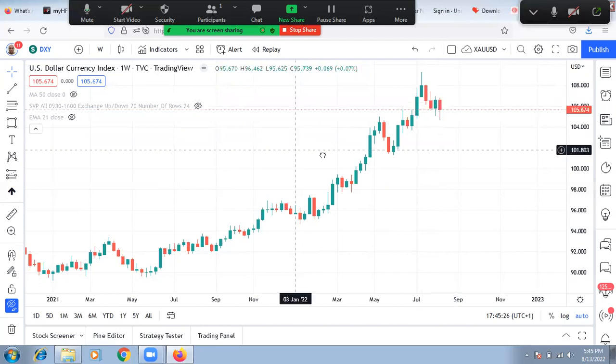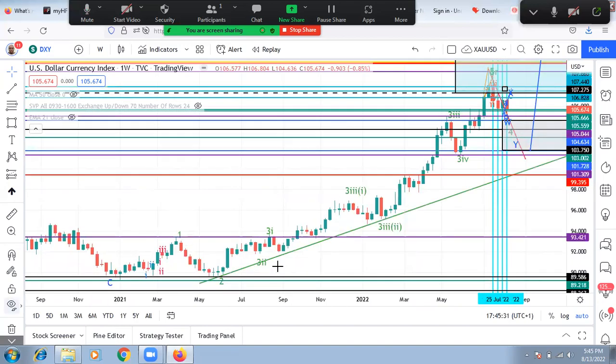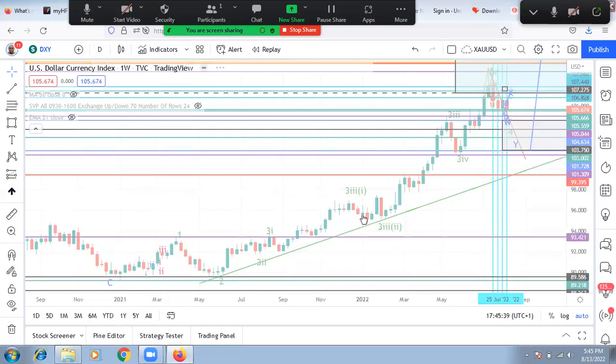So if you go to where we stopped last week, let me bring out all those drawings. This is what we said last week, and without wasting much time, let me go to the lower time frame. I can't be explaining the internal structure of that anymore.